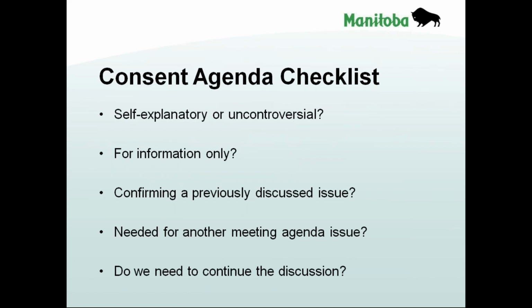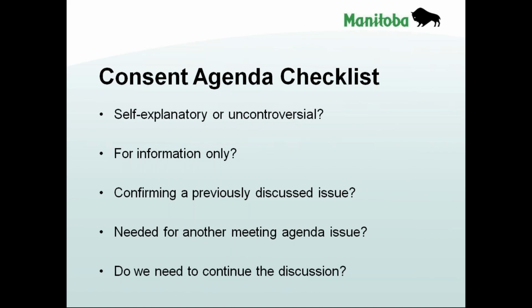If you are still unsure about what items your organization might include in the consent agenda, consider this checklist that can be used to help determine appropriate consent agenda items for your organization. First ask, is this item self-explanatory and uncontroversial? Is this item for information only? Are we simply confirming a previously discussed issue?